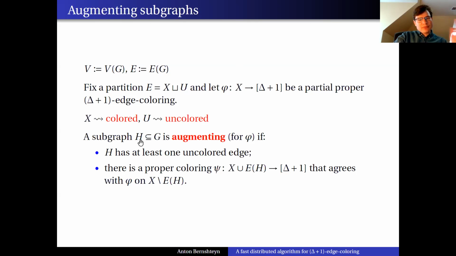And we're going to say that the subgraph H is augmenting if it satisfies two conditions. First, at least one edge of H has to be uncolored. And secondly, there is going to be some other proper coloring, say C, which colors both the edges that were already colored by phi and also all the edges of H. So it extends the coloring to all of these uncolored edges that are present in H in a way that agrees with the original coloring on edges in X minus the edges of H. So every edge that is not in the subgraph retains its color, it doesn't change. We are allowed to modify the colors of the edges in the subgraph, and the goal is to extend the coloring to all of these uncolored edges in the graph H. And if this is possible, then the graph is augmenting, because modifying the coloring on the subgraph increases the set of colored edges.